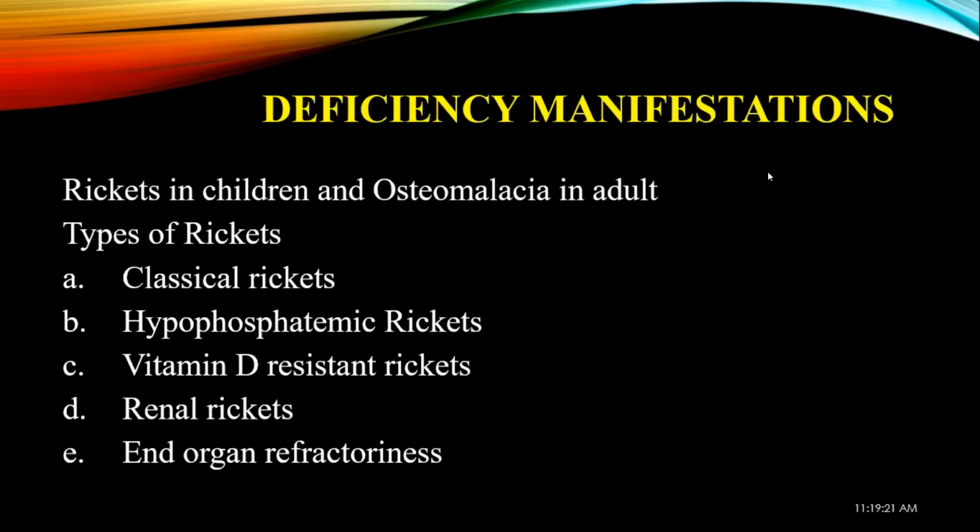So next one is end organ refractoriness. Though the person has a sufficient amount of vitamin D, due to the lack of receptors on the organs, it leads to vitamin D deficiency syndrome symptoms. So this is called end organ refractoriness. In this case, what happened? The number of vitamin D receptors on the target organs is reduced.